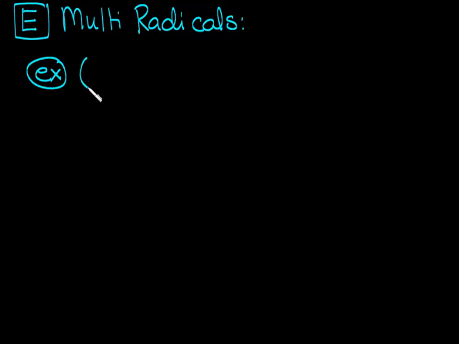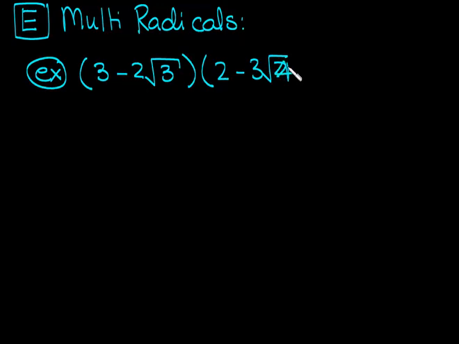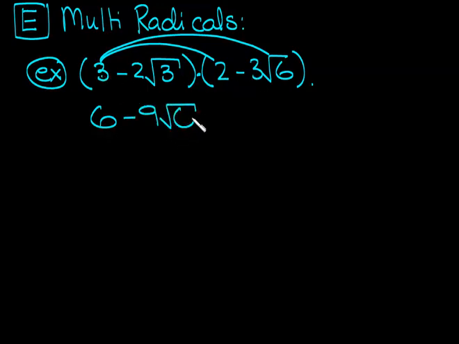So let's say I have 3 minus 2 square root of 3, and then we have 2 minus 3 square root of 4. I'm sorry, not 4. Let's do 6. I'm multiplying two radical expressions. When you multiply, you basically just distribute. You take this 3 and multiply it here. You take this 3 and multiply it there. So let's start with that. 3 times 2 is 6. 3 times 3 is 9. So I get negative 9 square root of 6.